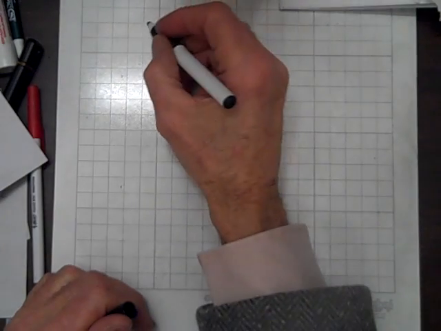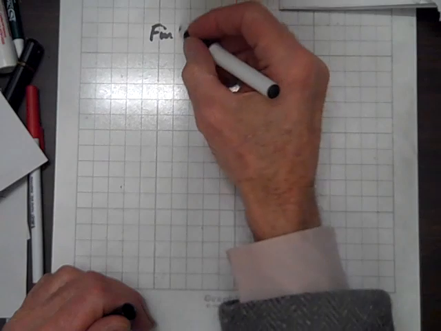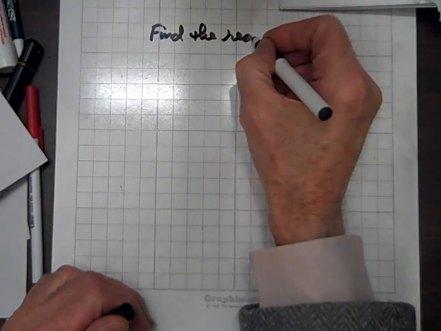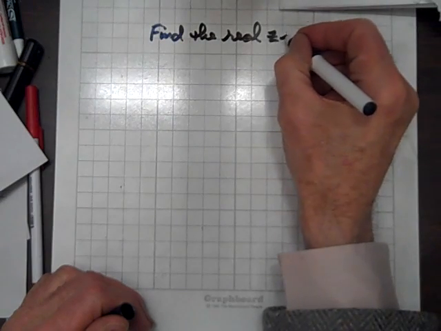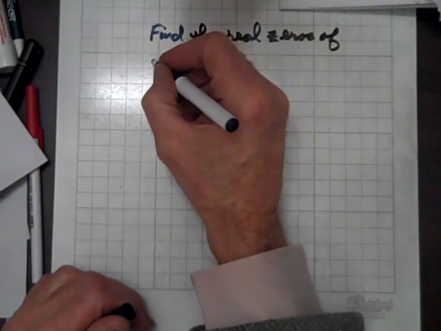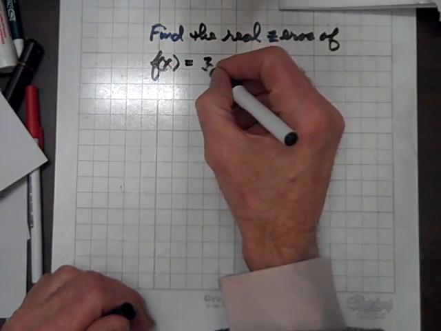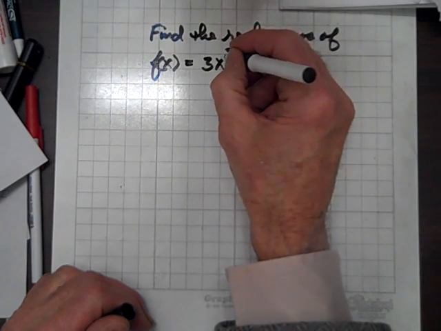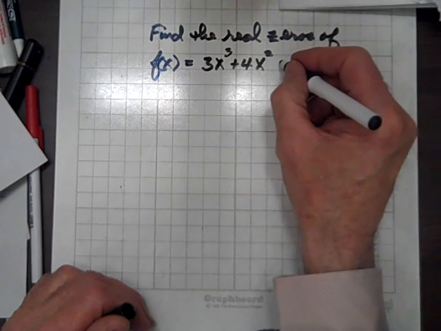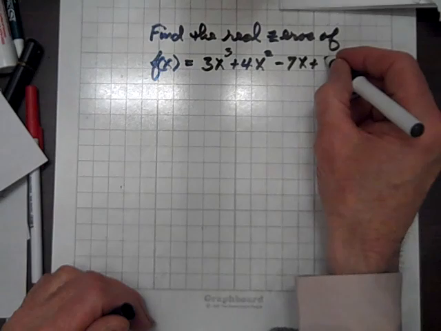Today we are going to find the real zeros of the polynomial f of x equals 3x cubed plus 4x squared minus 7x plus 2.